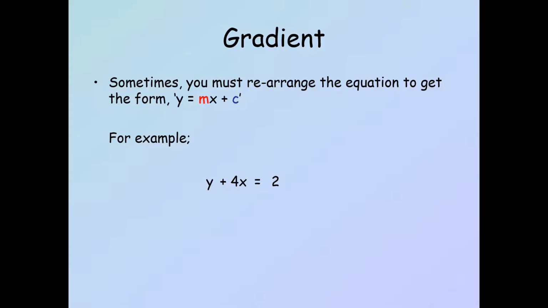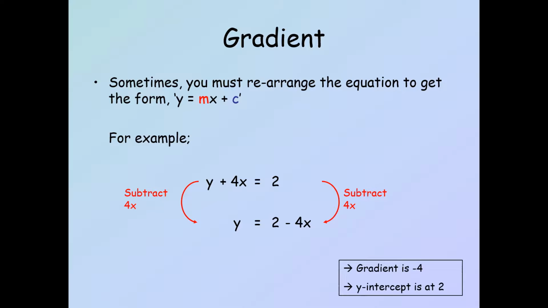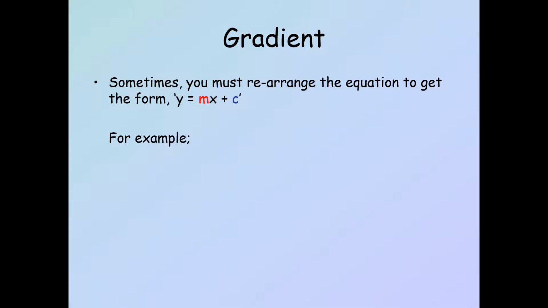y plus 4x equals 2. Take 4x from both sides. So the gradient is the coefficient of x. So the gradient is negative 4 and the y-intercept is at 2. Another one.